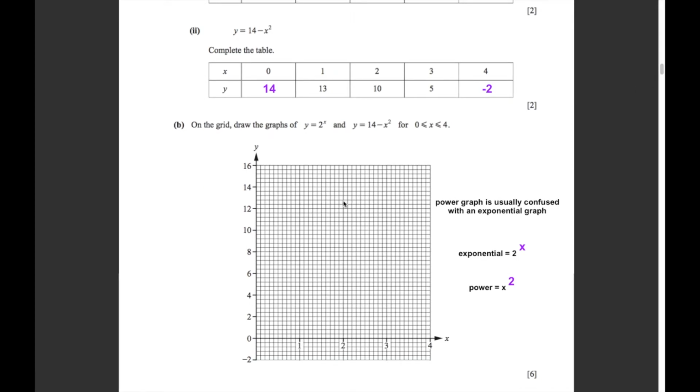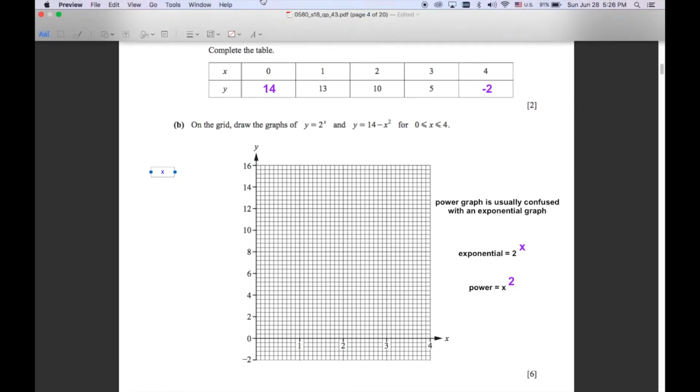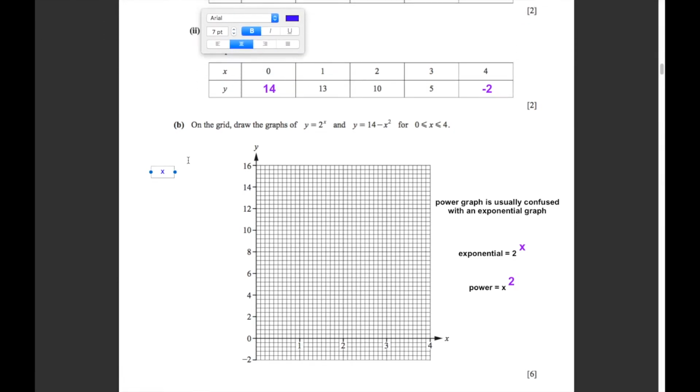So we have 0, 1. Oh my god, come on. Don't do this to me. All right. Let's make it a little bit bigger so it's easier to see. Okay. Make a couple of them.